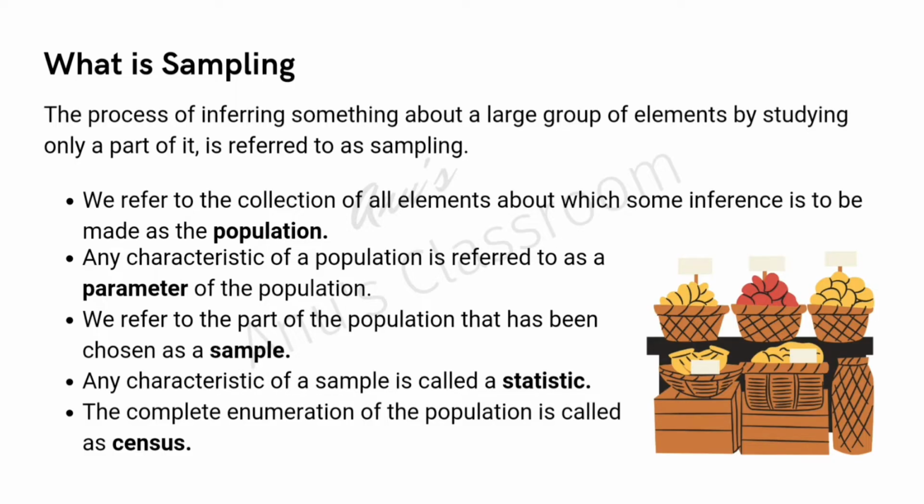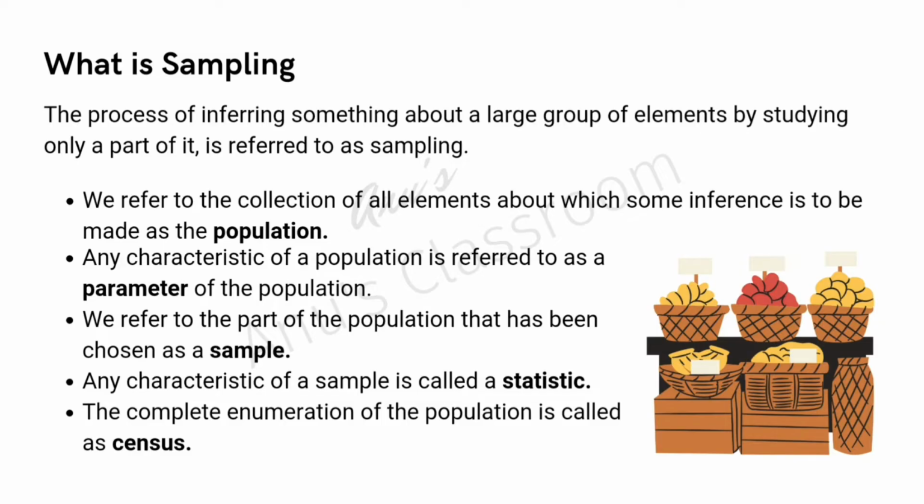If we want to find out, say, the annual income, or the average income of everybody in India, then population is the entire Indian population. So that is population. Now, any characteristic of a population, we refer to it as parameter. And a small subset or a part of that population is a sample. And any characteristic of the sample is called a statistic. So, a characteristic of population is parameter. A characteristic of the sample is statistic.